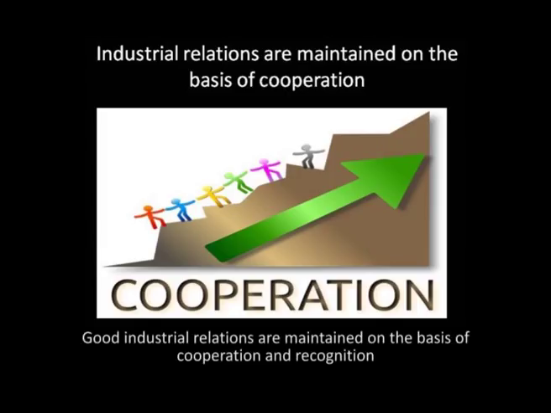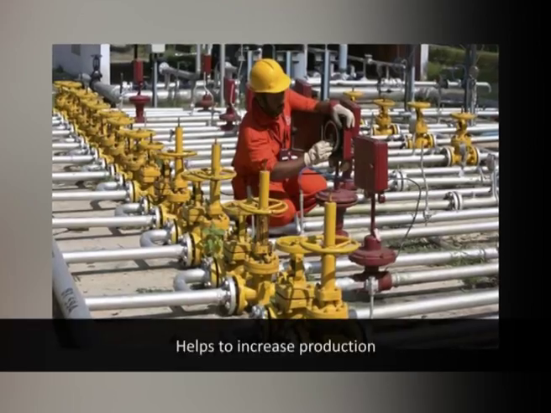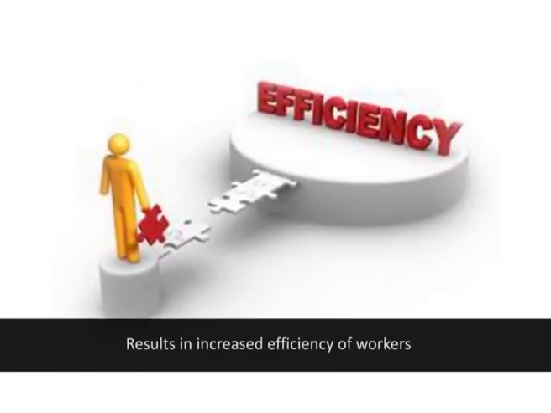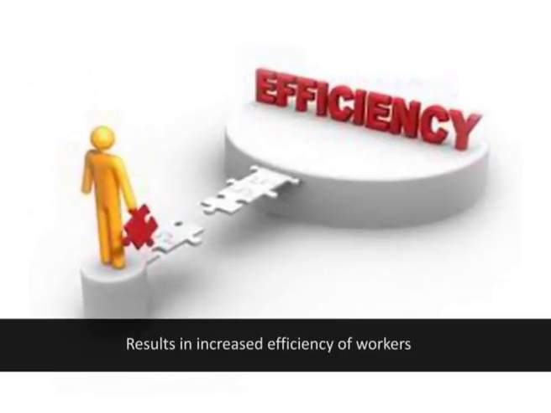Reduced wastage. Good industrial relations are maintained on the basis of cooperation and a recognition of each other. It will help increase production. Wastages of man, material, and machines are reduced to the minimum, and thus national interest is protected. Thus, it is evident that good industrial relations are the basis of higher production with the minimum cost and higher profits. It also results in increased efficiency of workers.